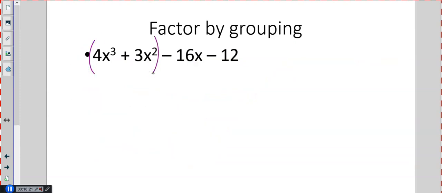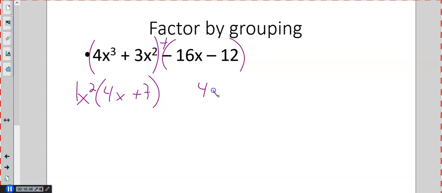Group these two. Group these two. That's a plus. I had to put that plus there. Now, what comes out of 4 and 3? Nothing. Just 1. So I'm going to get x squared taken out. 4 divided by 1 is 4x plus 3. 3x squared divided by 1x squared. Now, again, this has to be the same, 4x plus 3.